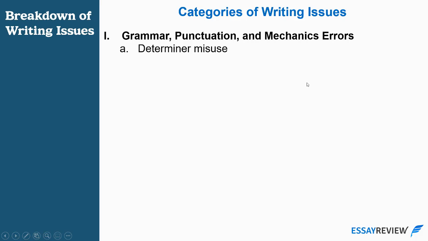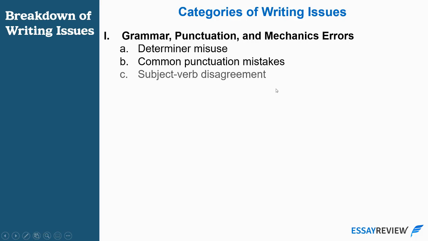Now the more specific categories of writing issues. In the first category of grammar, punctuation, and mechanics, we have determiner misuse, common punctuation mistakes, subject-verb disagreement, and verb tense issues. The reason I'm putting these into categories is because as an editor, I've spent many years studying my language and reading hundreds and thousands of papers and correcting them. So I can categorize these fairly simply once I check. But when you edit your own work, it's helpful to have these categories in front of you so you know what you're looking for.